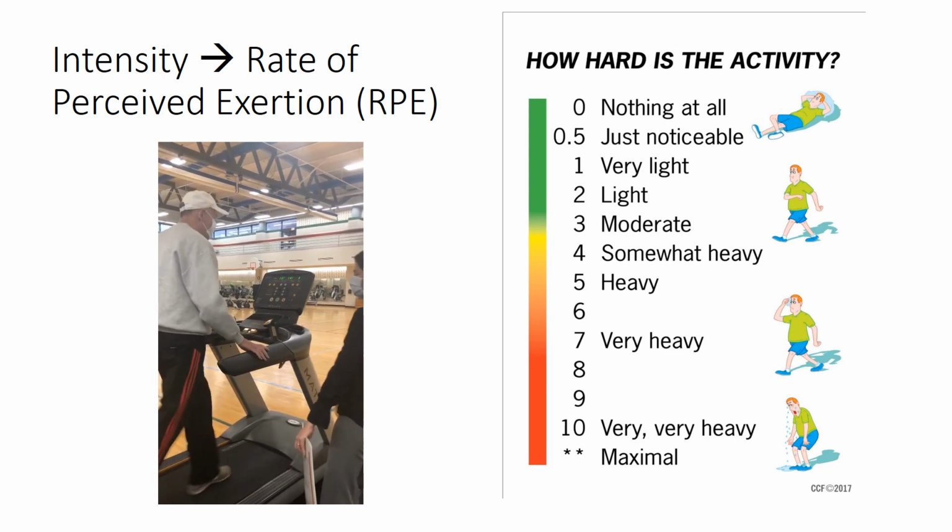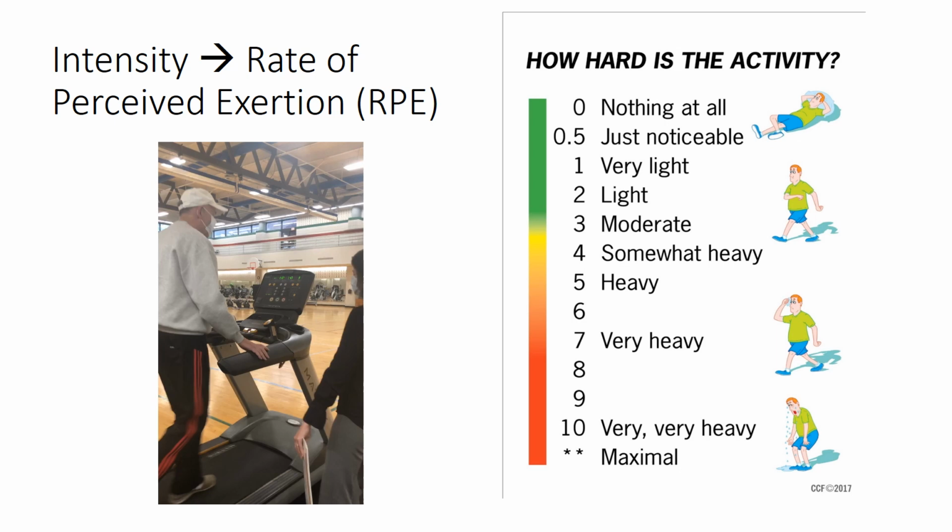So there are several different RPE scales. In front of you, you see a 10-point scale with 0 being nothing at all, and 10 being maximal exertion. And here in this video, you see that when this individual is exercising, simply show him the scale and have him indicate what number he's at.